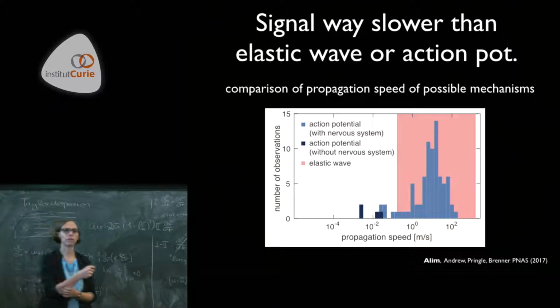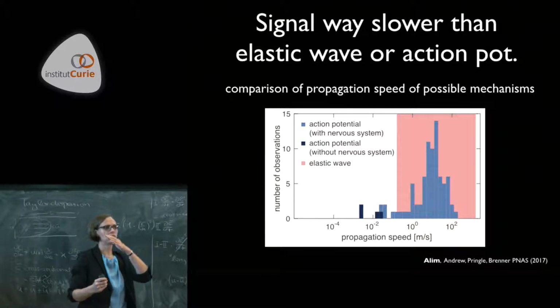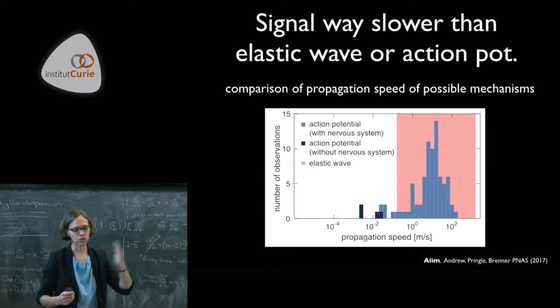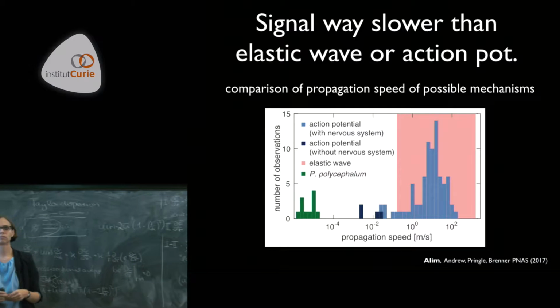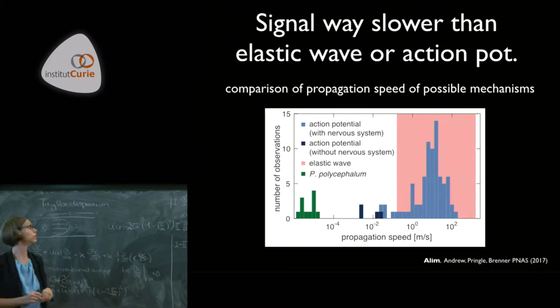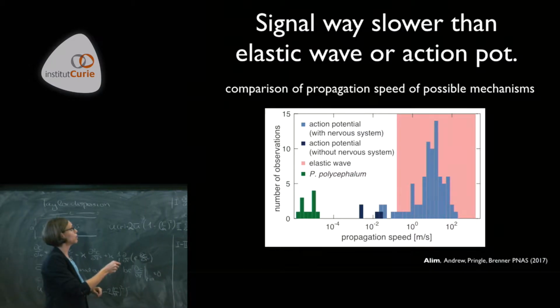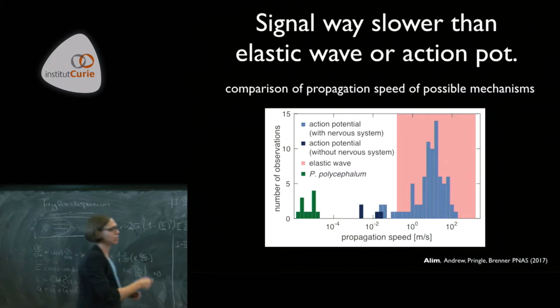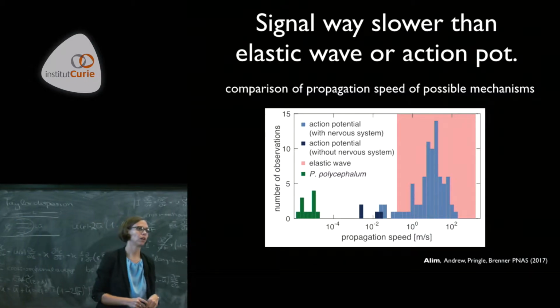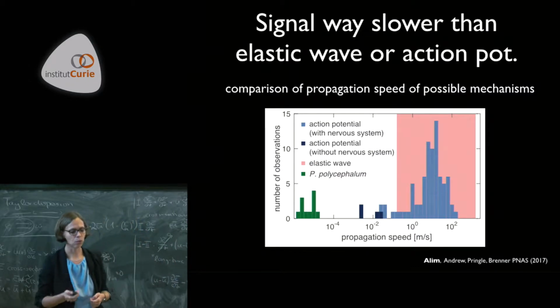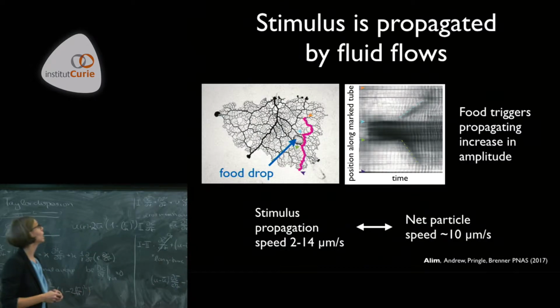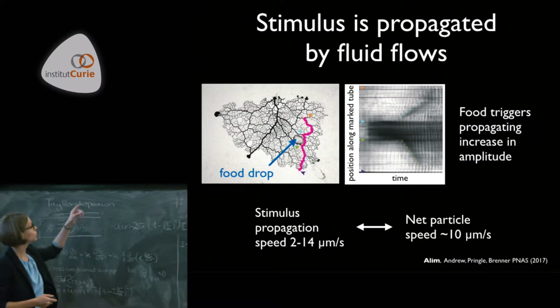And now we can go in, and now we can measure our front of increased amplitude propagating in. And they are much, much slower. So there's even a gap of 2 orders of magnitude between the next best guess of an action potential. So it's not one of them. That's pretty clear.